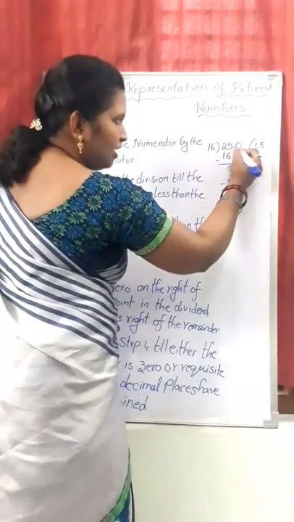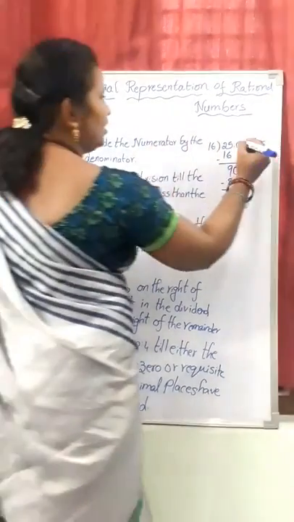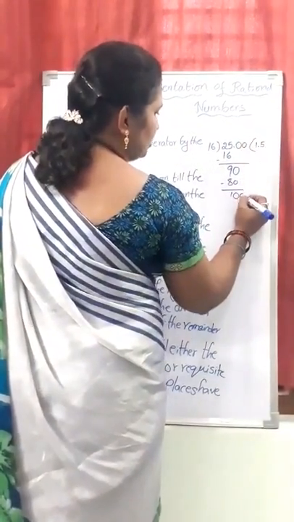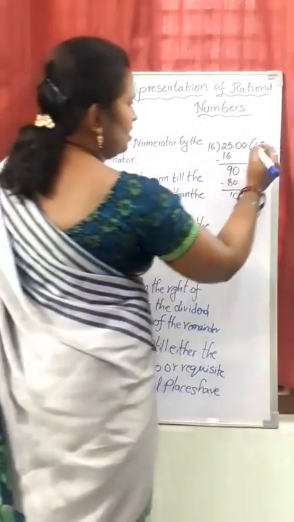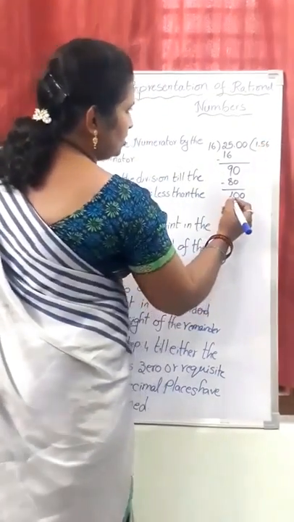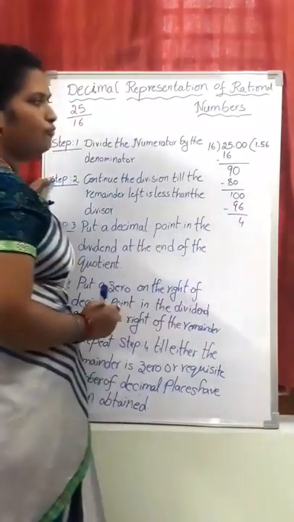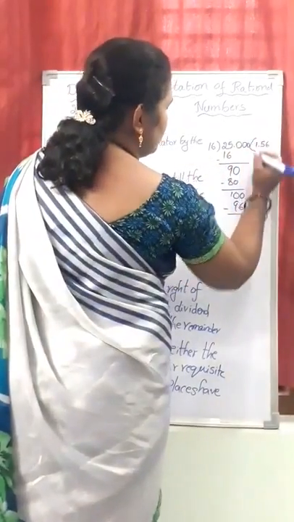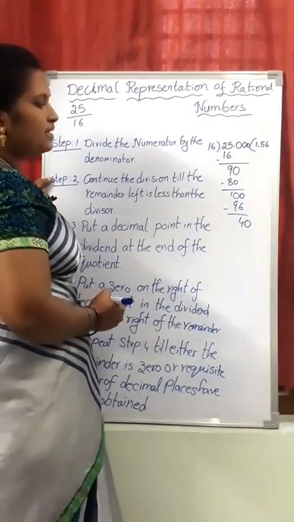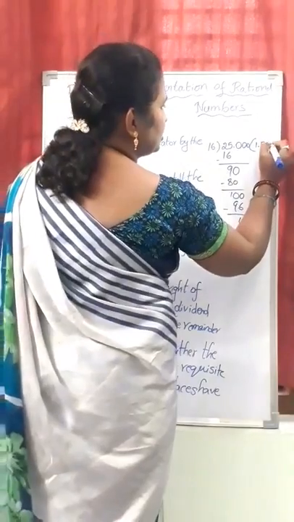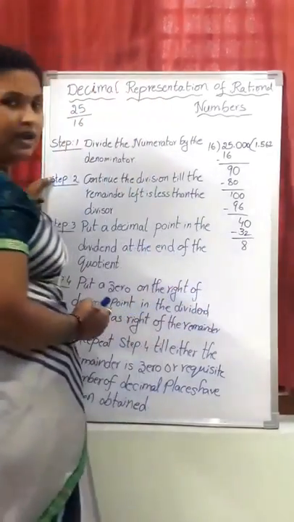Already I have told you, once you keep a point, we always have the chance to keep a 0. Now once again you can keep one more 0 here and bring it down. Then it becomes 100. In 100, 16 table goes 6 times. 16 sixes are 96. Now we get the remainder 4. Once again we give one more 0 and bring it down. Then we have 40. 16 table in 40, how many times? 16 twos are 32. Now we get the remainder 8.